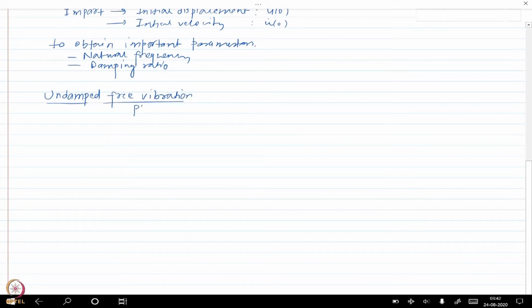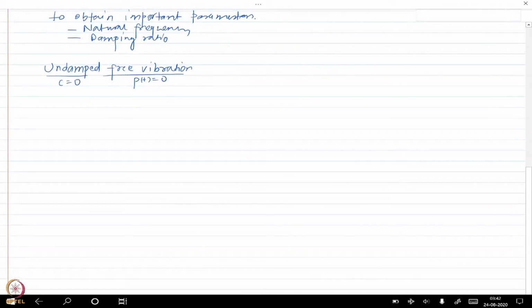So free vibration means P(t) is equal to 0. Undamped means c is equal to 0. Okay. So basically our equation of motion becomes what? If you substitute these two into the equation of motion, I basically get this. Of course, as I said, we need to have an initial condition.